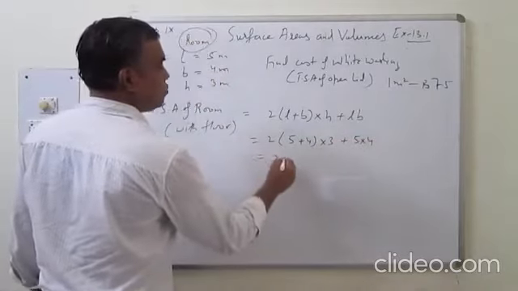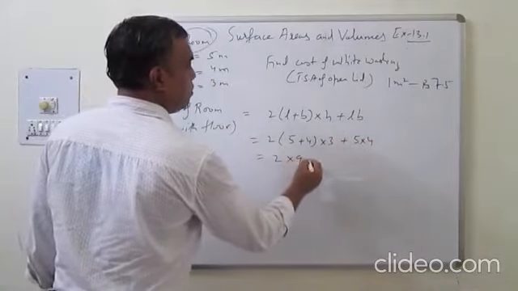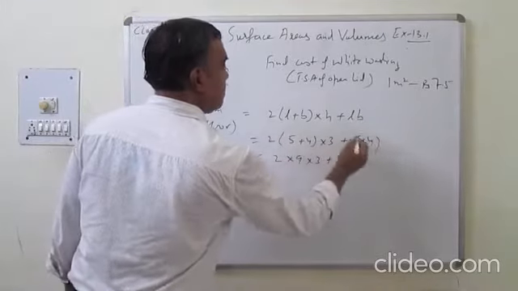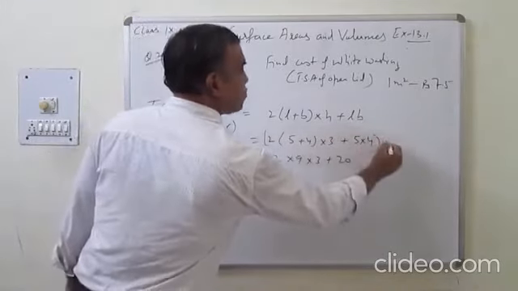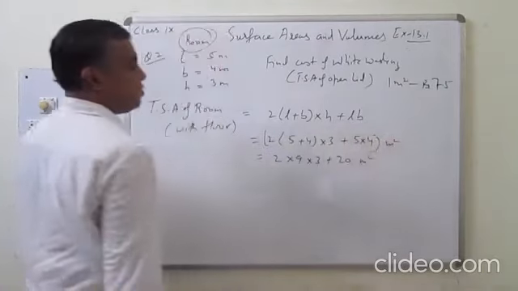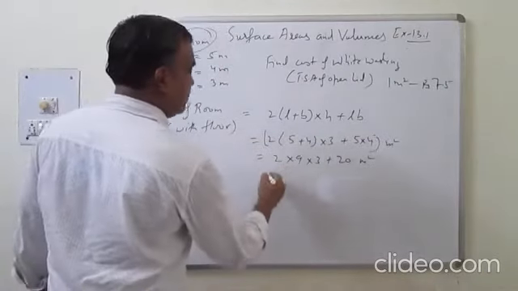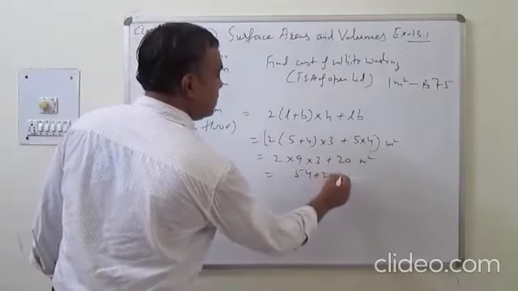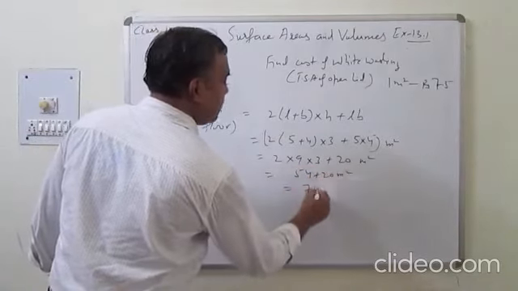So it becomes 2 into 9 into 3 plus 20. This will come in meter square. So if you multiply it, 9 6s are 54 plus 20. So it is 74 meter square.